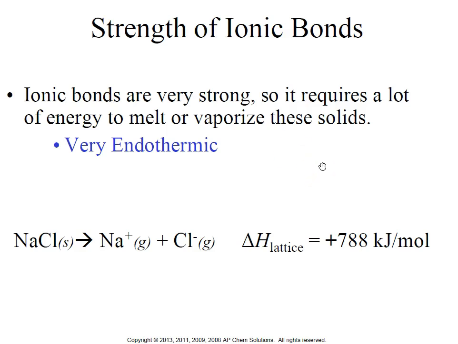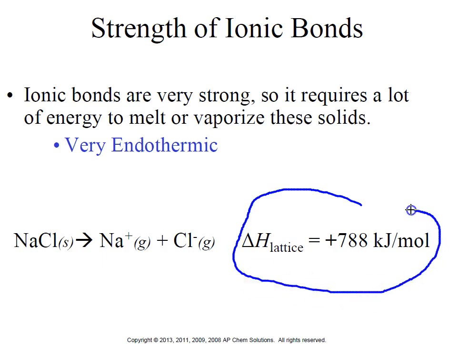The strength of ionic bonds is dependent on what we call the lattice energy. And that's the value that you see down here for sodium chloride. Ionic bonds are very, very strong. So it takes a lot of energy to melt ionic compounds, or even more energy to vaporize them. We say that this process of melting or vaporizing ionic compounds is endothermic. That means you have to put a lot of energy in when you see that term.